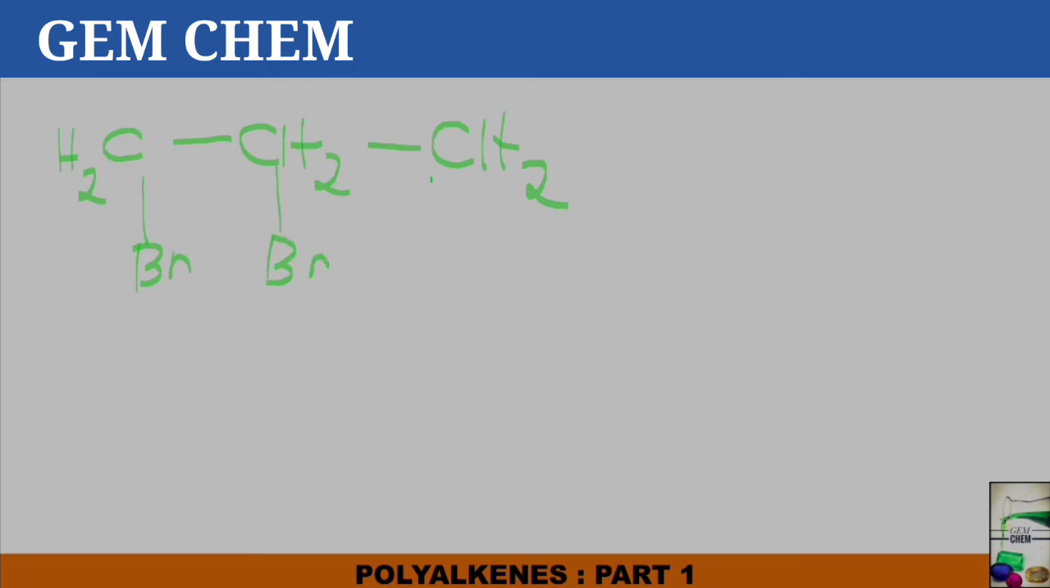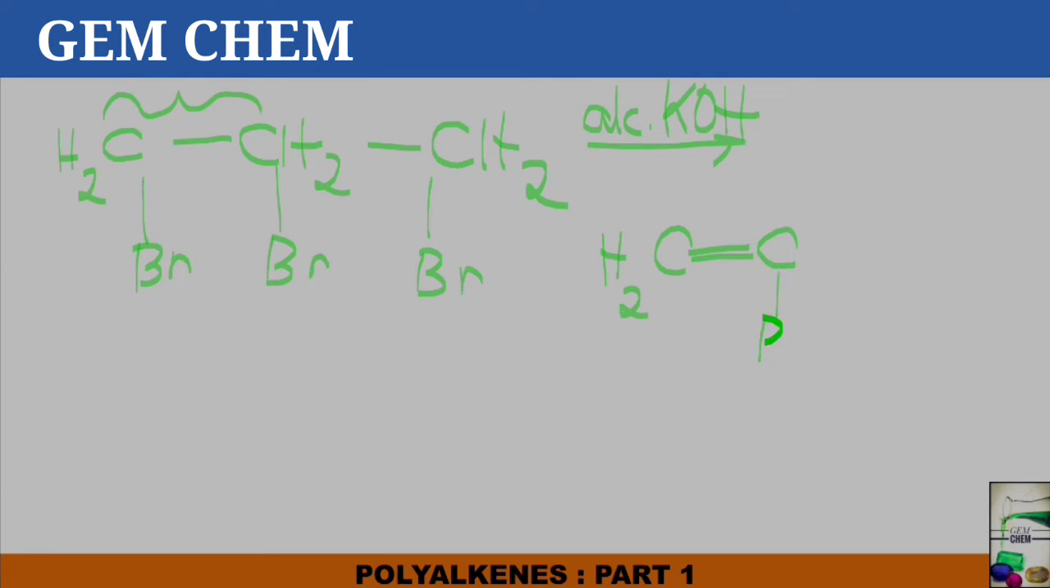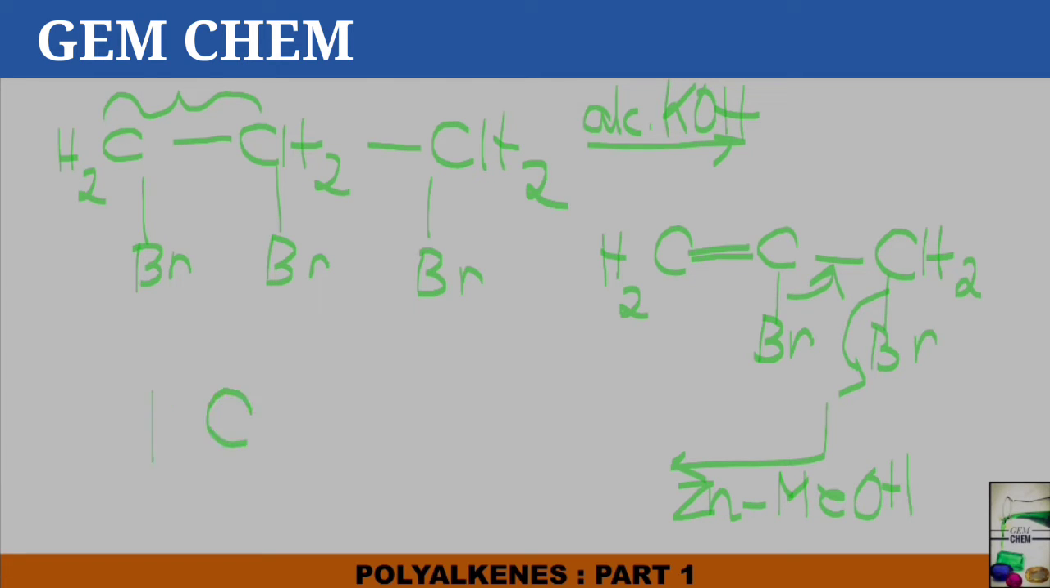Now if you add alcoholic KOH, what will happen? HBr gets removed. So if I first remove HBr from this side, then we get our desired starting material for preparation of allene, that is CH2=CBr-CH2Br, and this is actually 2,3-dibromopropene. If we now add zinc dust in methanol solution, then we get allene. What happens is that bromine gets out. So what is the reagent? Zinc in methanol, and we obtained our desired product allene.